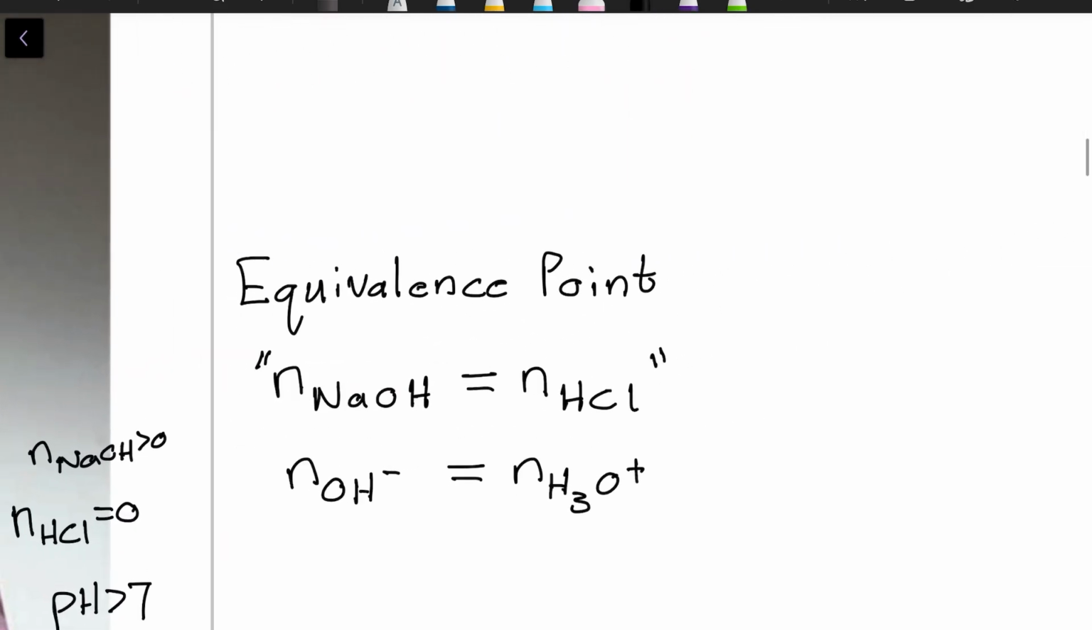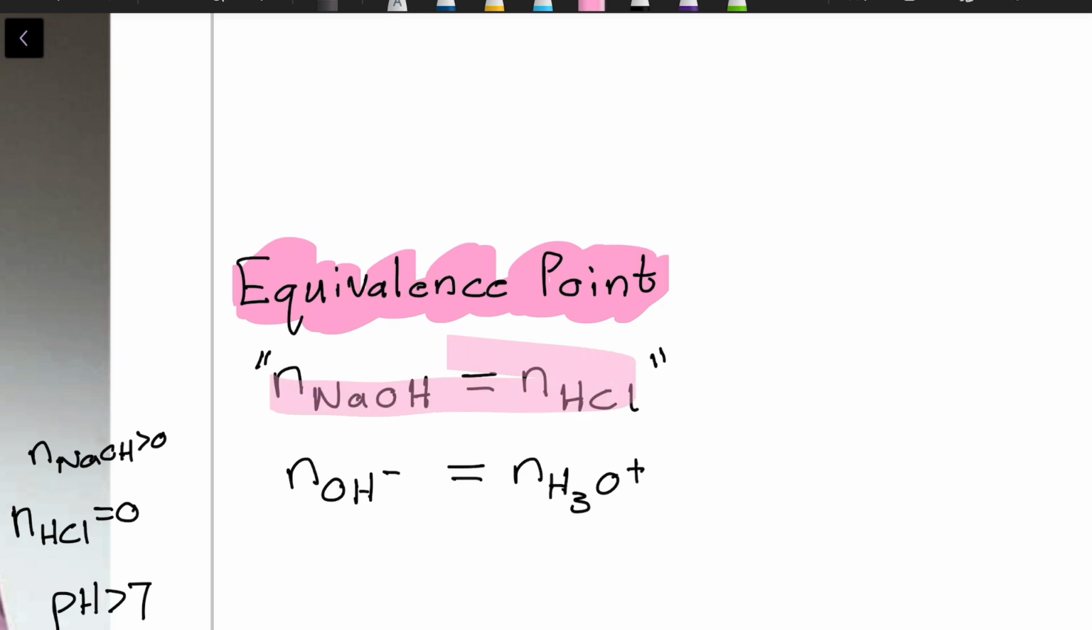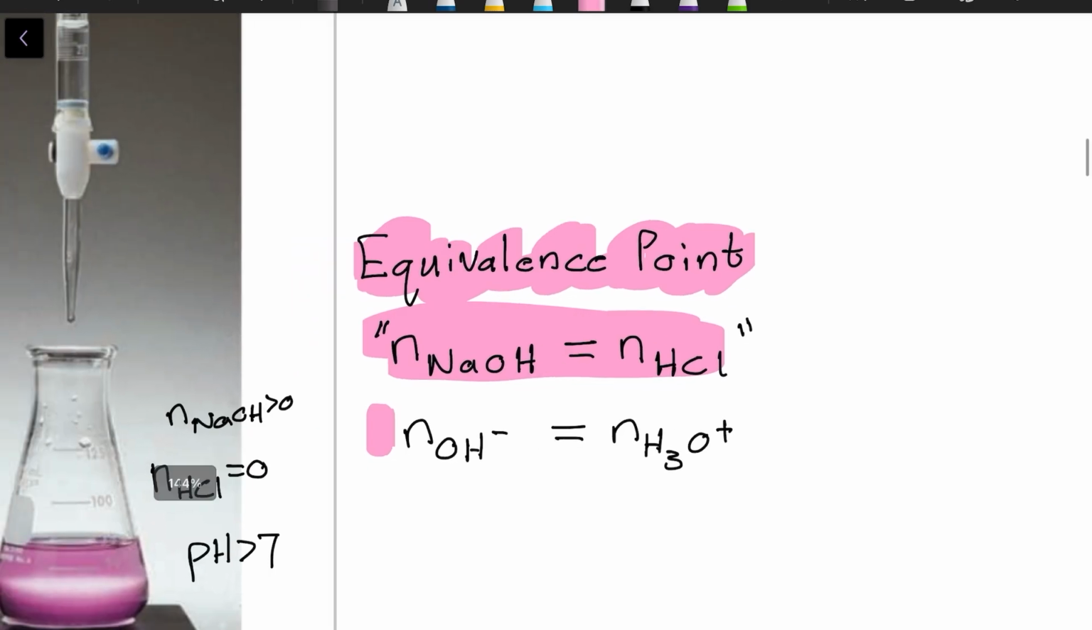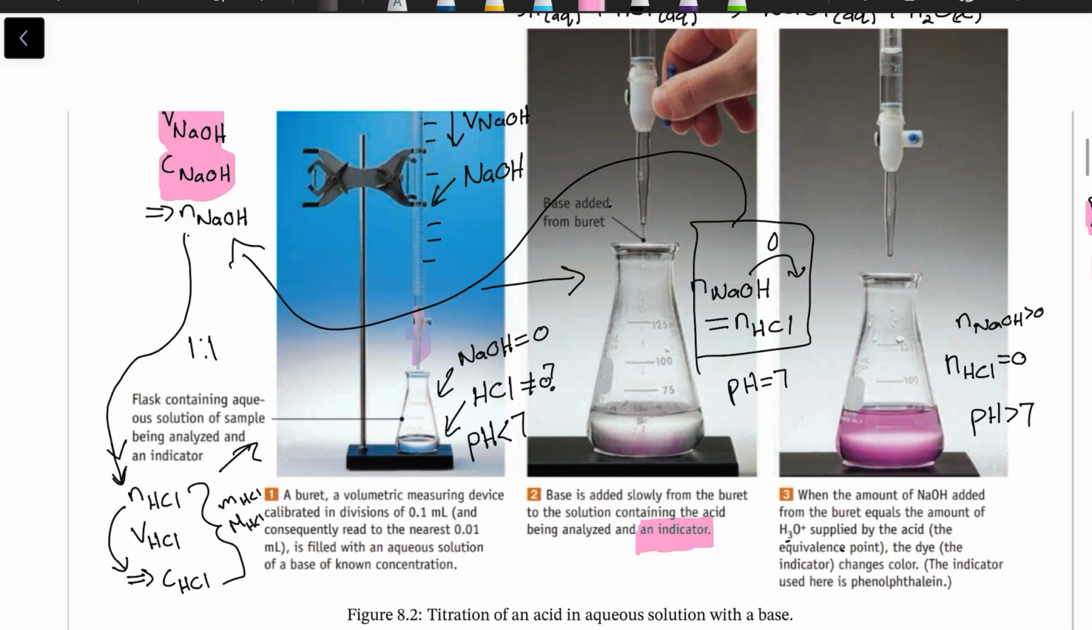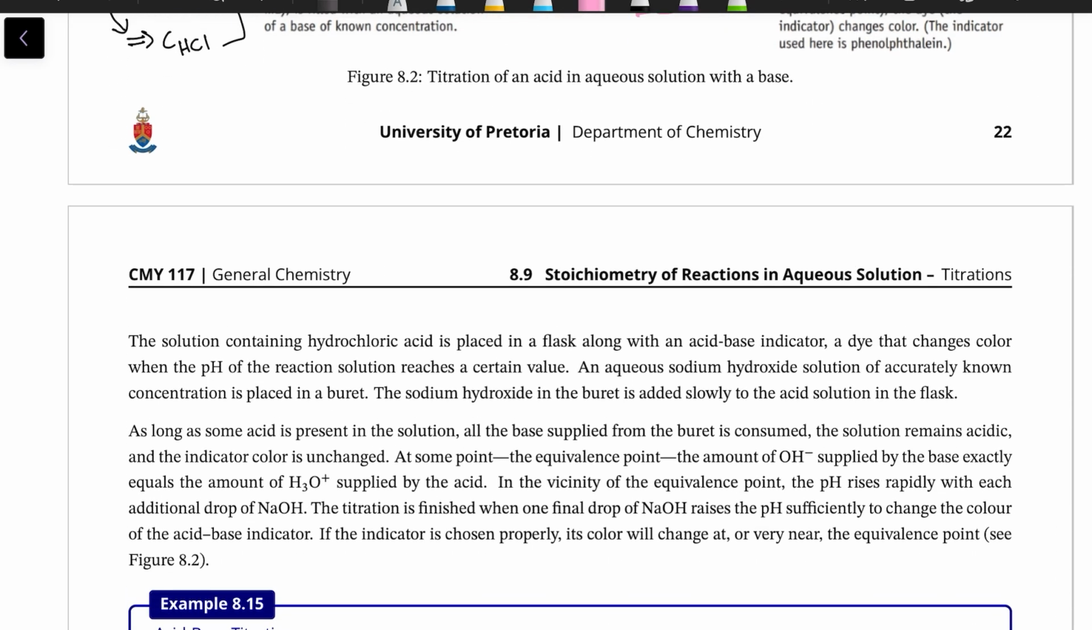Now that point has a very special name. It's called the equivalence point. All right, and it's the point where these two quantities are equal, or differently put, it's where the amount of hydroxide added is equal to the amount of hydronium present in the flask. Okay, you can read about it in this paragraph. It says the same thing, but I have a short video for you that perhaps shows the process of titration very nicely, which we can look at just now.